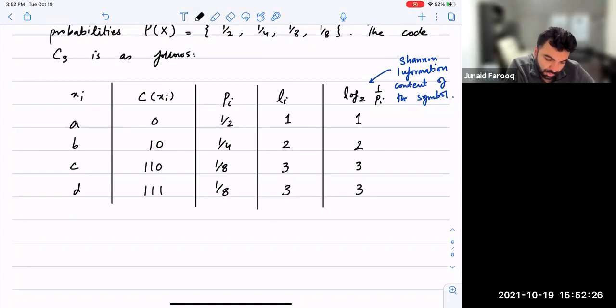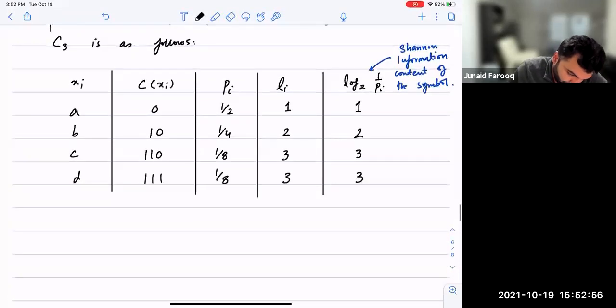So interestingly, this is a code where each symbol is represented with a length that is equal to the Shannon information content of that symbol. I mean, we have picked a code that actually is the best in terms of the length to represent this code. We will see that later.